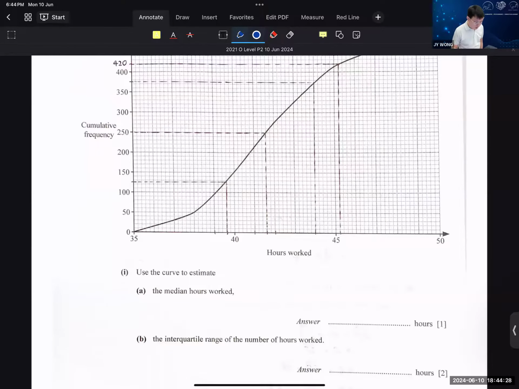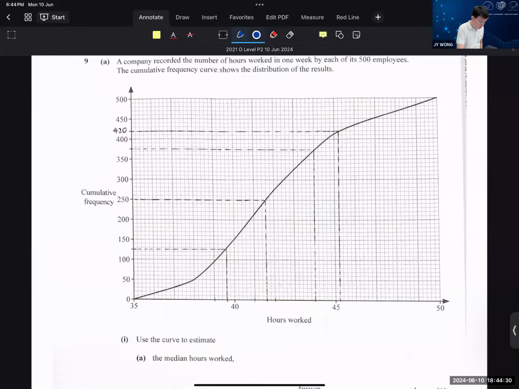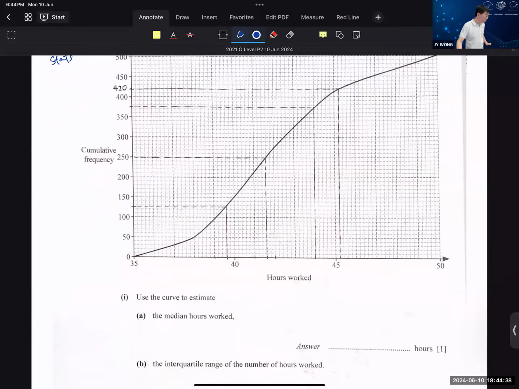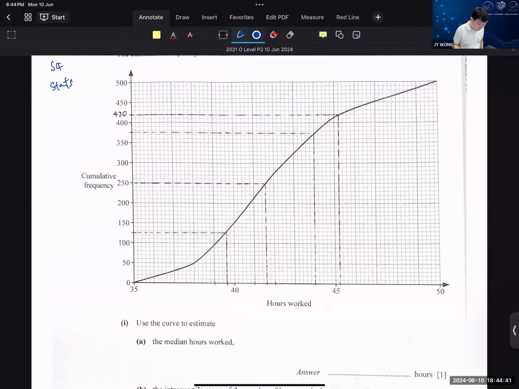Now, obviously, this is your Sec 4 stats because cumulative frequency. Use the curve to estimate the median number of hours worked. So where is your median? Median is at 50%. There are 500 workers, you find 50%.